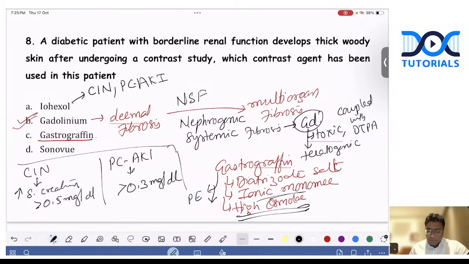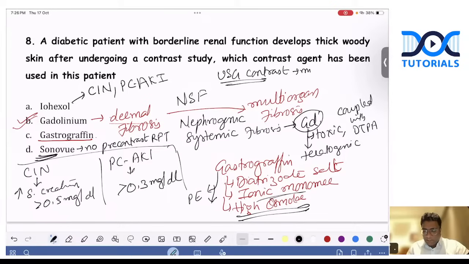Sonoview, this is ultrasound contrast. For this, there is no need to get a renal function test. Pre-contrast RFT is not needed because these are microbubbles of gases. For ultrasound contrast, remember, these are gas bubbles, microbubbles of gases.